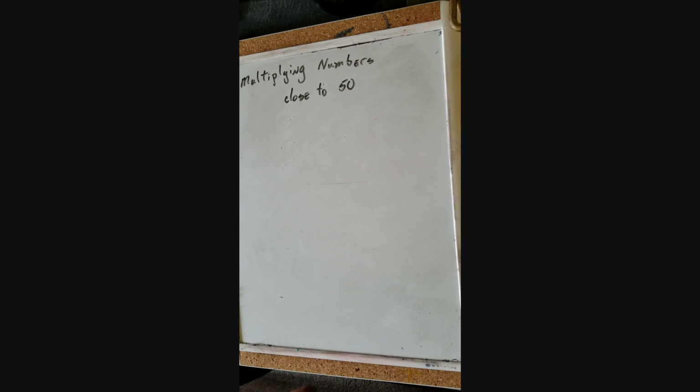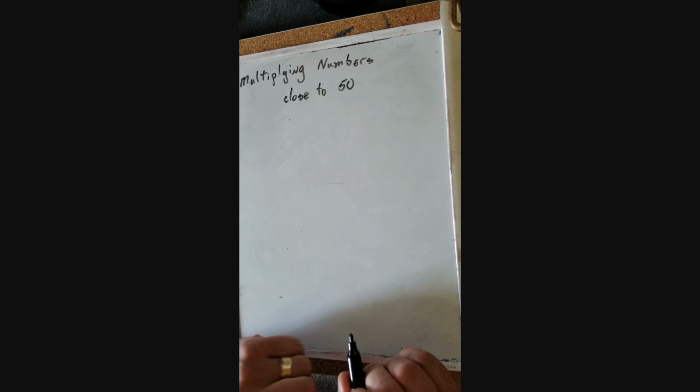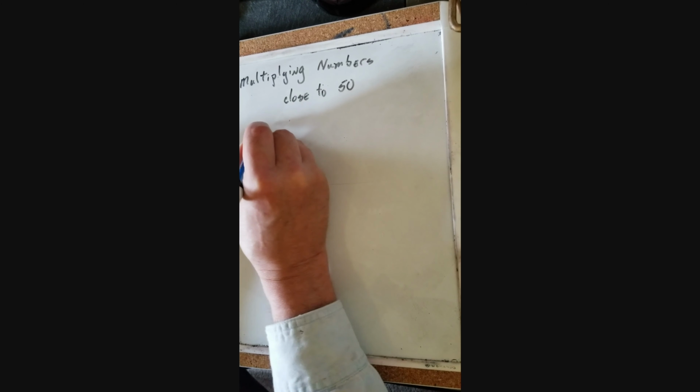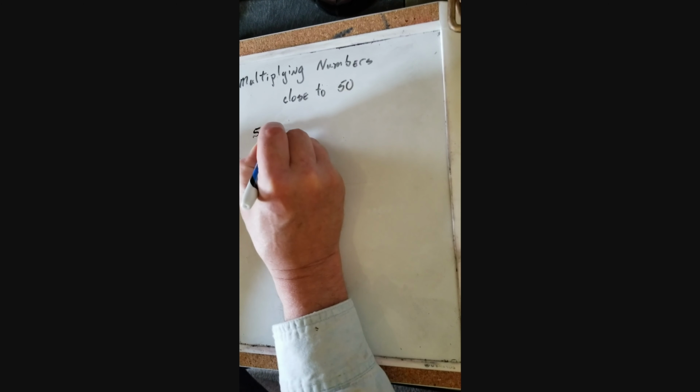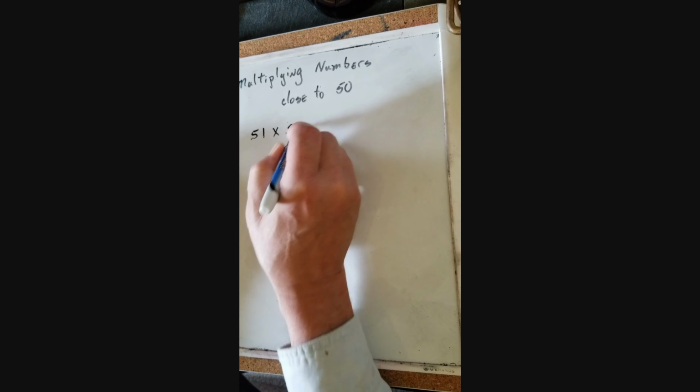Today I want to show you how to multiply numbers that are close to 50. So we're going to be multiplying numbers from 41 to 59, or 60. Yeah, we'll do 60. All right, now the way to do this, we take two-digit numbers, say 51 times 53.